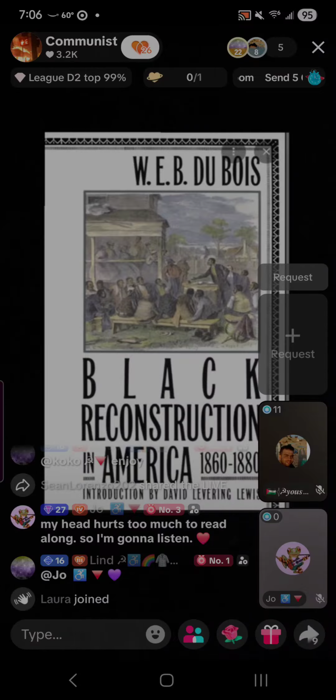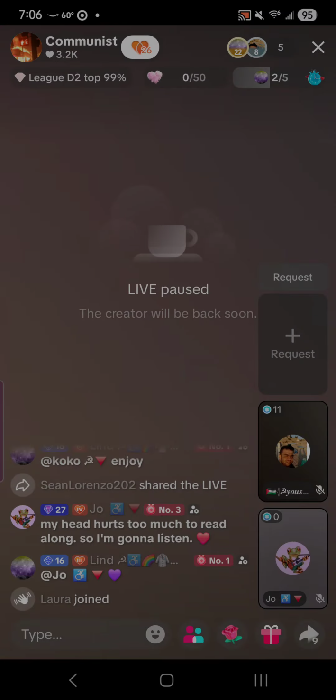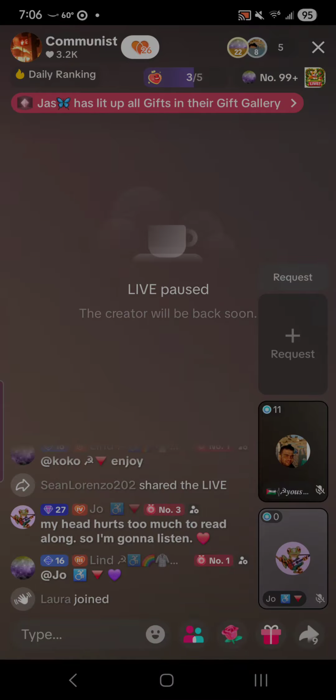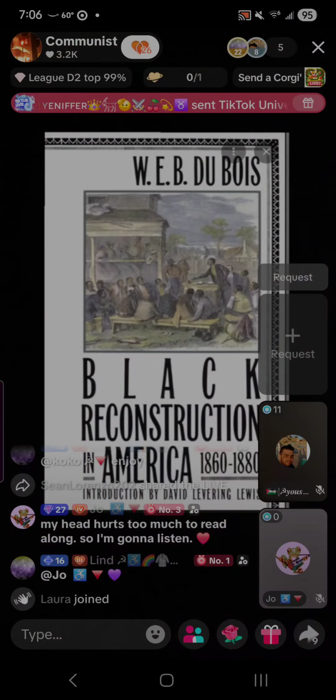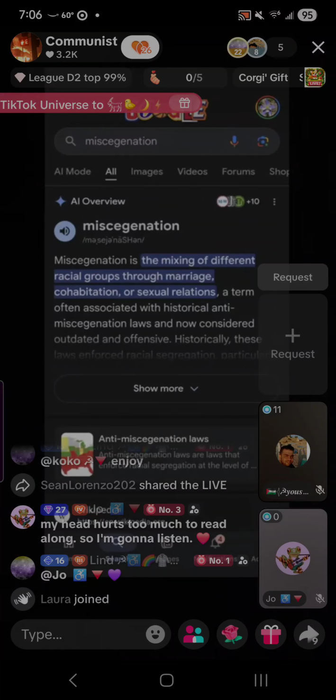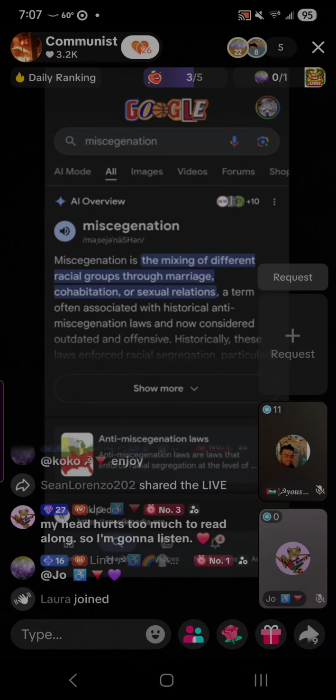I gotta look up this word, everybody. Fun word. I'll be right back. Miscegenation. Huh? Please say you got it. And that's what it is. A mix of different racial groups through marriage, cohabitation, or sexual relations.